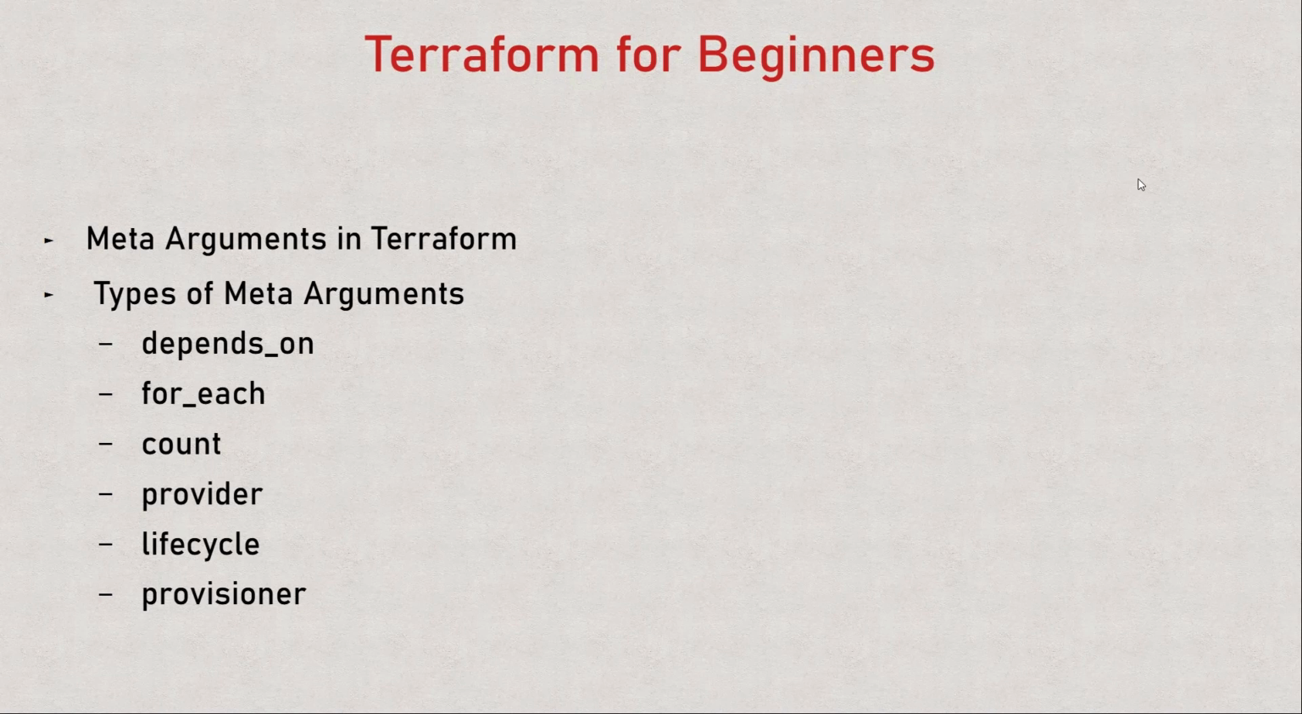Today we are going to talk about an important concept in Terraform called meta arguments. As you can see on the screen, today we are going to talk about what meta arguments are in Terraform, the types of meta arguments, which are depends_on, for_each, count, provider, lifecycle, and provisioner. But today our main focus will be on the meta argument called count.